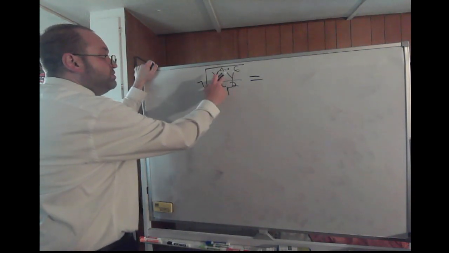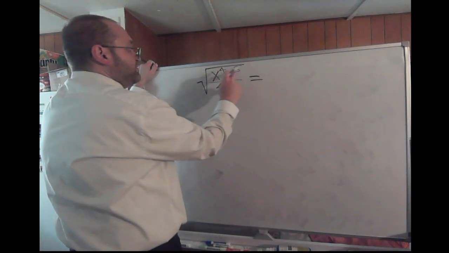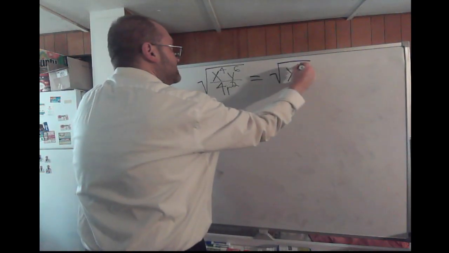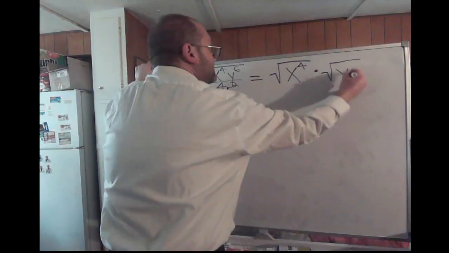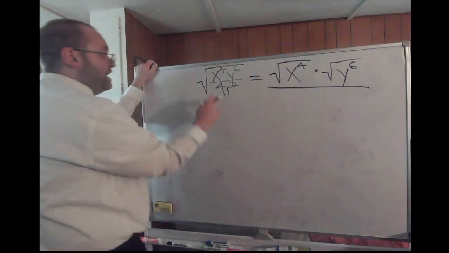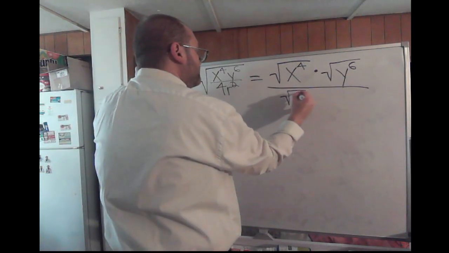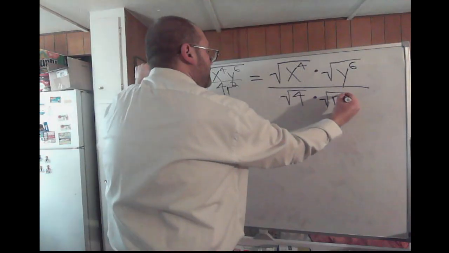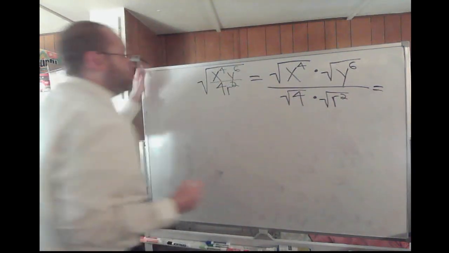Let's focus on the numerator first. If you have the square root of x to the 4th, y to the 6th, that will simply separate into the square root of x to the 4th times the square root of y to the 6th over your denominator. Now, you have square root of 4r squared. Well, that'll separate into the square root of 4 times the square root of r squared. So that's how we can separate that problem, okay?